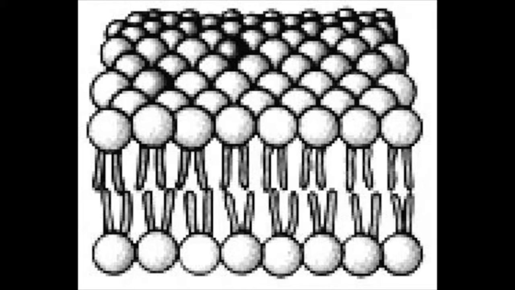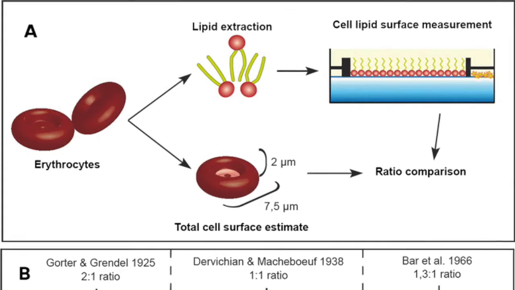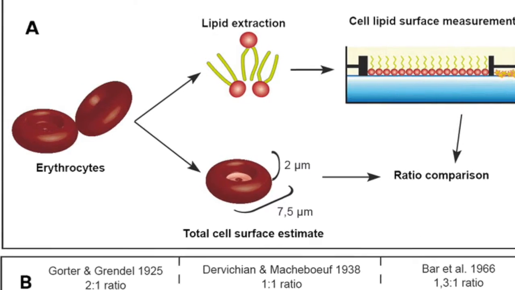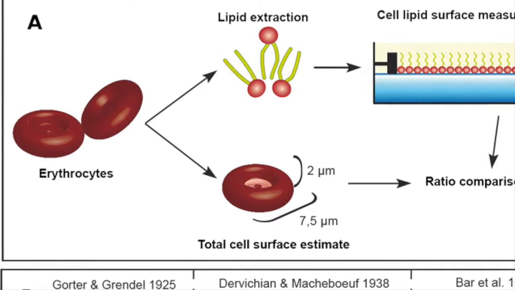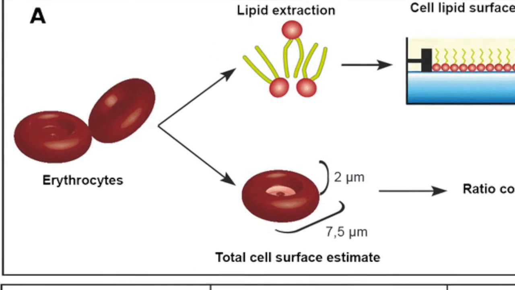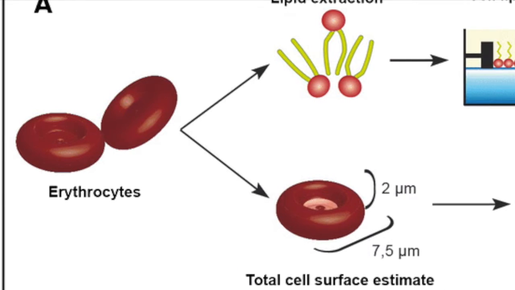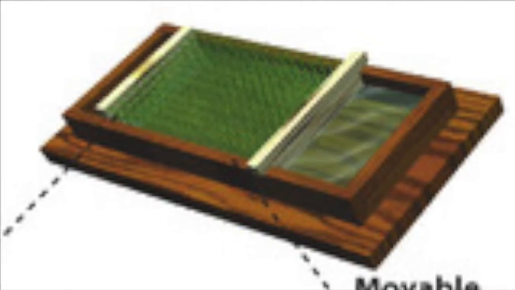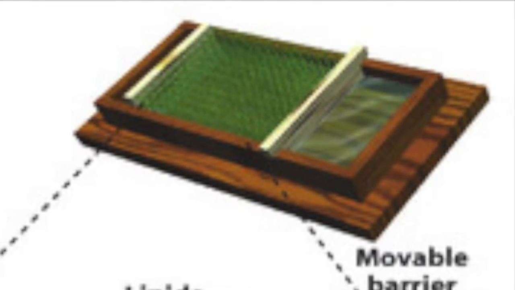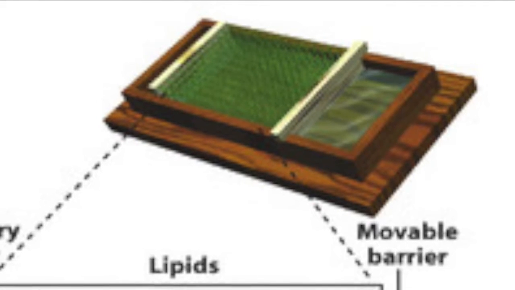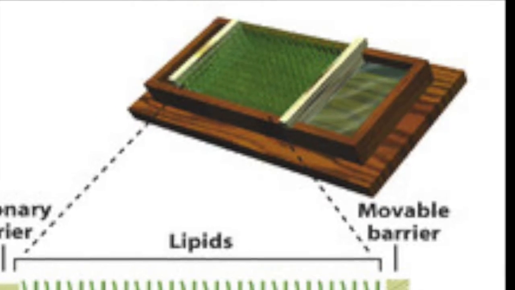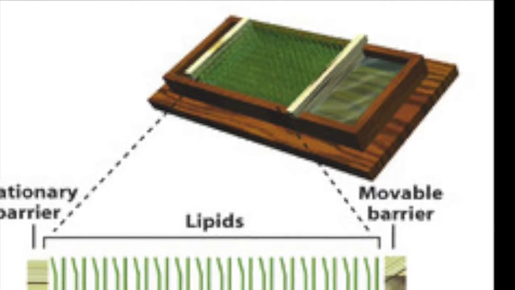Everett Gorter and Francois Grendel in the mid-1920s hypothesized that the plasma membrane must be a bilayer. They based this on calculations that the surface area of the lipid structures would be equal to twice the surface area of the cell membrane of an erythrocyte or red blood cell. Using red blood cells from a variety of mammal sources, Gorter and Grendel carefully spread the lipids into a single layer on the surface. Their data supported their hypothesis that the plasma membrane is a bilayer.